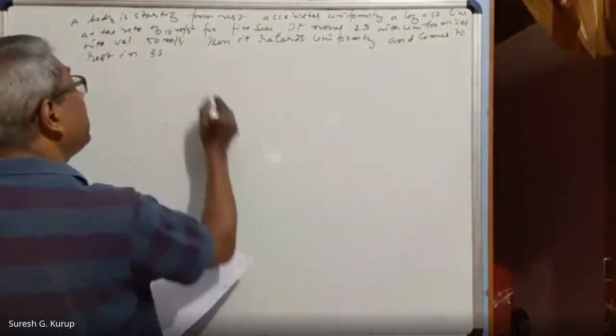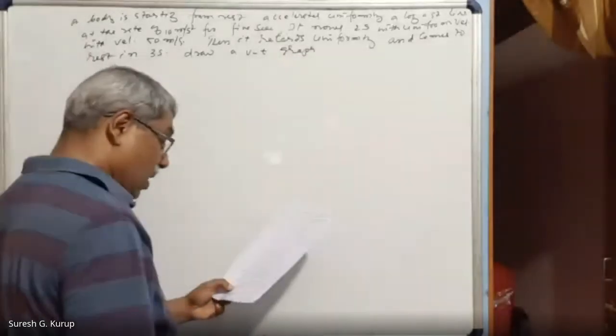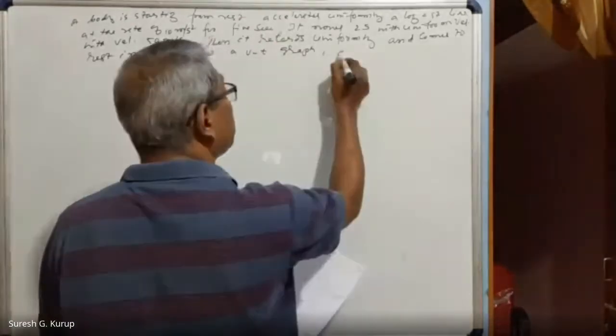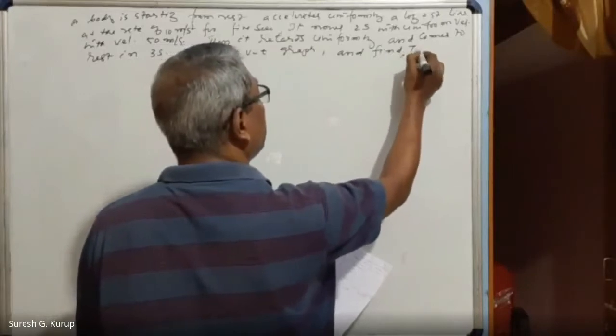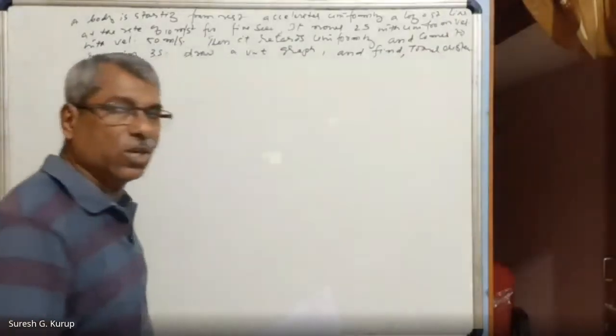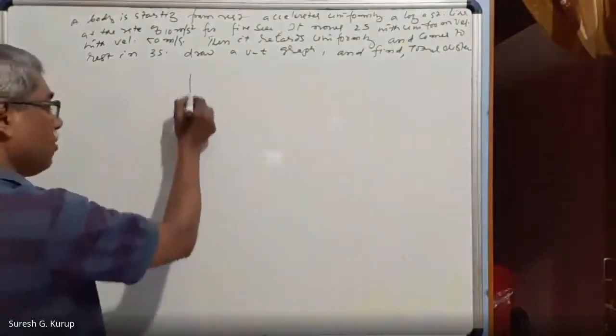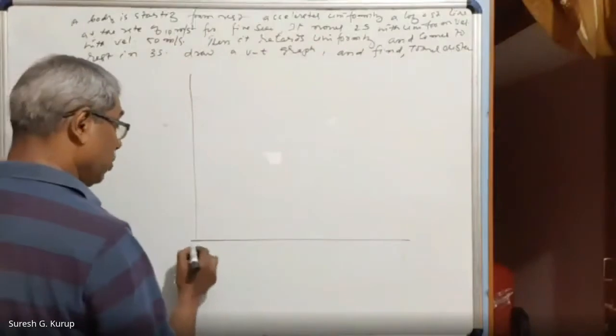Draw a VT graph. That is the question. The VT graph you have already explained. And find the total distance traveled by the body. So we'll make a velocity-time graph. That is asked here. This is 0 seconds.